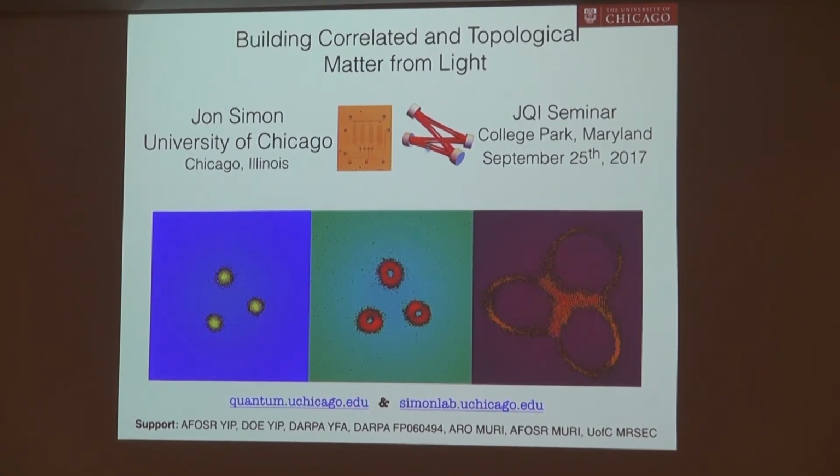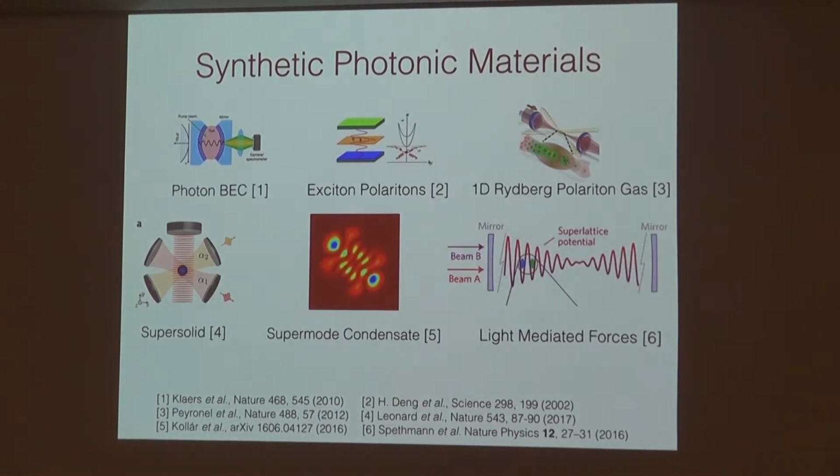Okay. So what I'm going to try to do today is give you an overview of the work that's going on both in my group and in collaboration with Dave Schuster's group, making synthetic materials out of photons. This is a pretty broad field, and of course, making materials out of light means many different things to many different people. So I thought maybe I'd start by telling you what we're not doing.